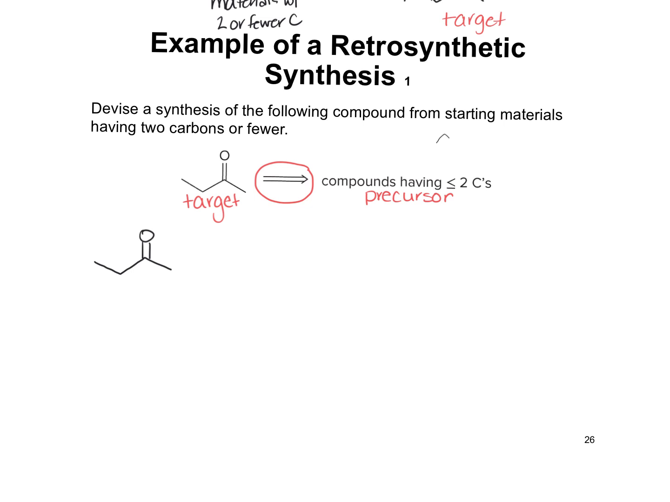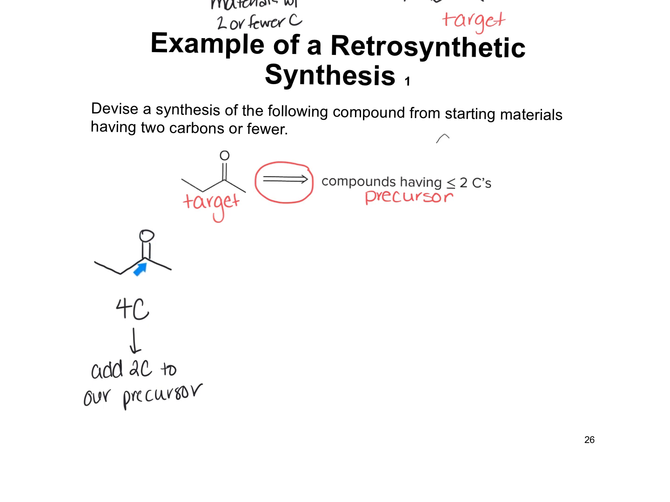This is what we're trying to achieve. And we need to count the carbons here to see how many carbons we need to add. So there's 1, 2, 3, 4. So this has 4 carbons. And if we start with a compound having less than or equal to 2 carbons in our precursor, we need to add 2 more carbons here. So we know we need to add 2 carbons to our precursor, right? And so the other thing we notice here is that we also have a carbonyl group here as well.